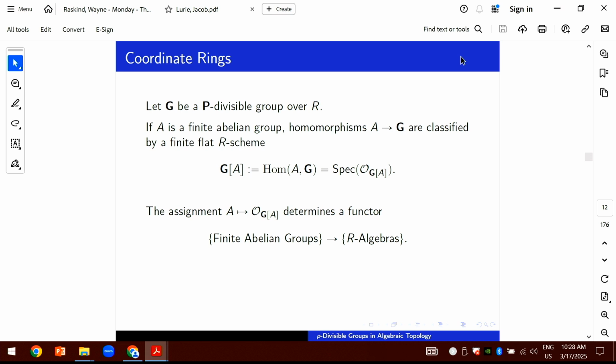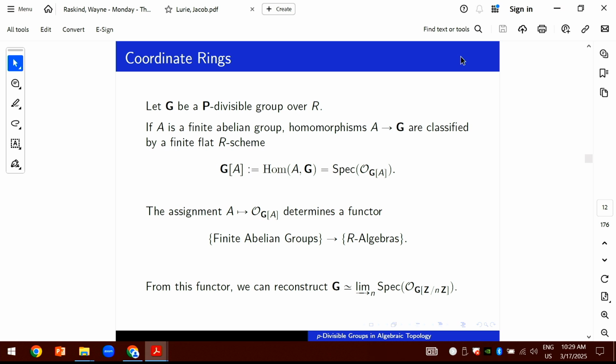I just want to observe that the construction that takes A to the coordinate ring of the A-torsion on G is a covariant functor from the category of finite abelian groups to R-algebras. And actually, if you knew that functor, then you could recover G. So for example, G itself is the direct limit over natural numbers n, as they get more and more divisible, of the spectrum of O_{G[Z/n]}.